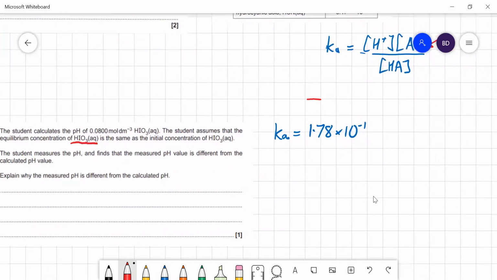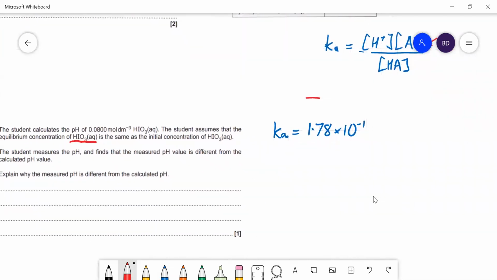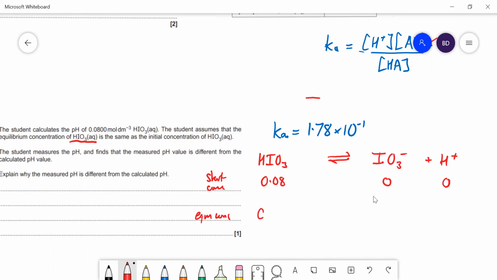The reason is this. Before, we said we had our weak acid, let's say the iodic acid, and it's going to dissociate to form the conjugate base and H plus. The start concentration is 0.08, and we're going to say 0 for that and 0 for that. Equilibrium concentration: this is going to go down by, say, x, so we say minus x, and that's going to be x, and that's going to be x.